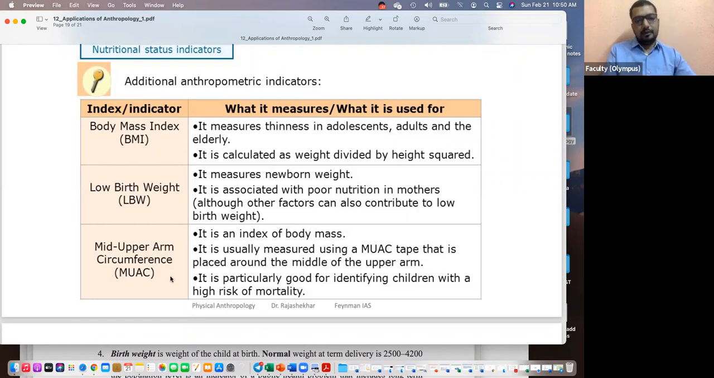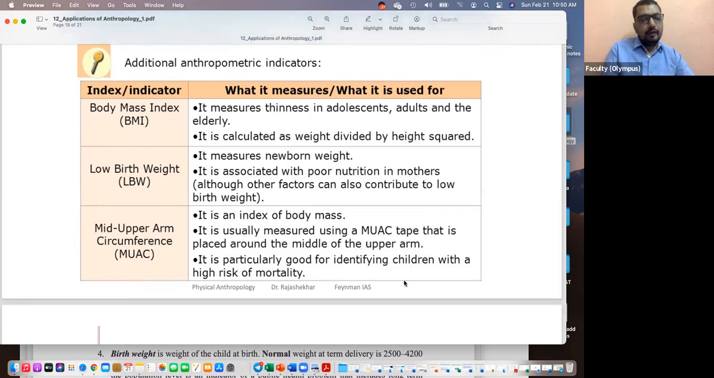And mid-upper arm circumference we talked about. This provides an idea about muscle and body fat. So we take the tape, and as I was telling you, they normally place it around the middle of the upper arm, the center, middle portion, which can provide a muscle component as well as a fat component. So it is especially useful for identifying children who have higher risk for mortality because of less muscle, less fat.